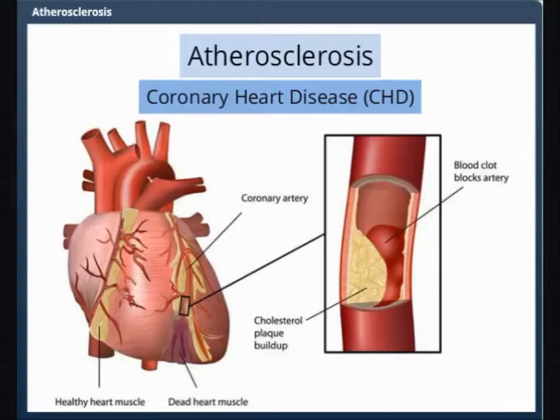The major cause of blockage, of course, is atherosclerosis, and sometimes it's just simply referred to as plaque within the coronary arteries. In this presentation, I will focus on the basic mechanisms underlying plaque formation and progression.